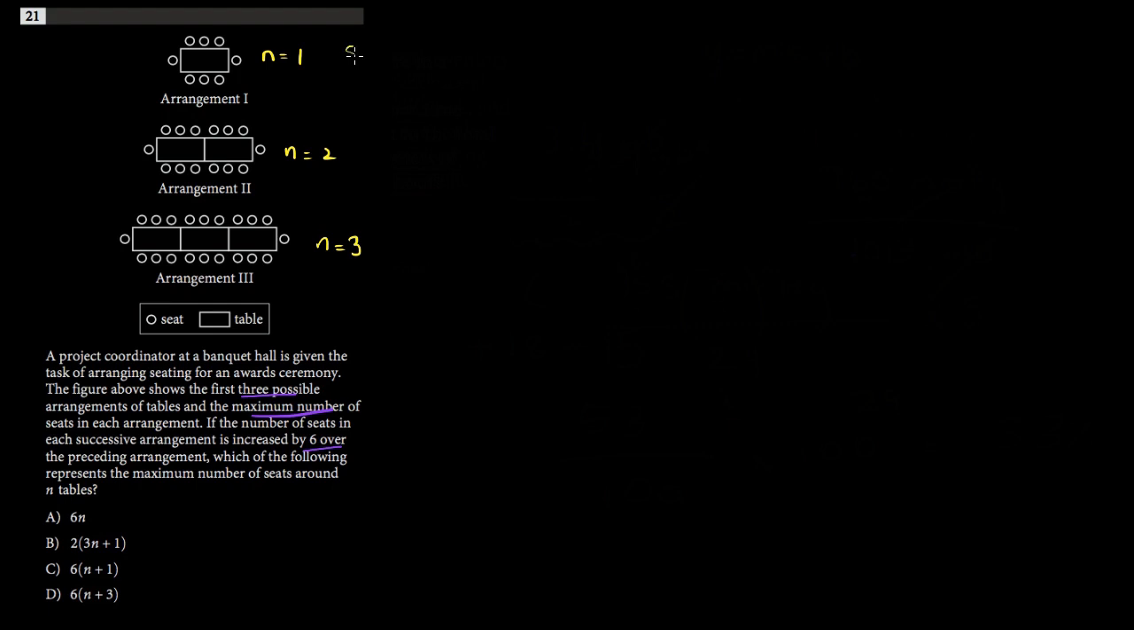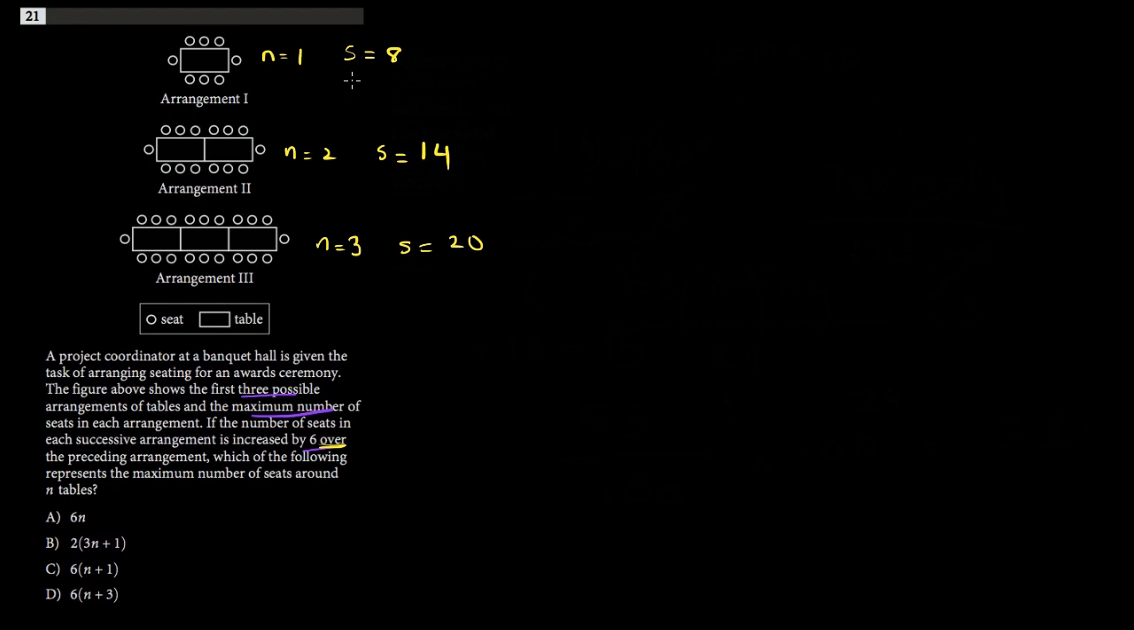And if I say s for seats, s here is going to be equal to 8. Here s is equal to 8 plus 6, or if I just count it again, it's going to be 14. And s is equal to 20, 14 plus 6, right? 6 over the preceding arrangement. That's the difference between each of these.